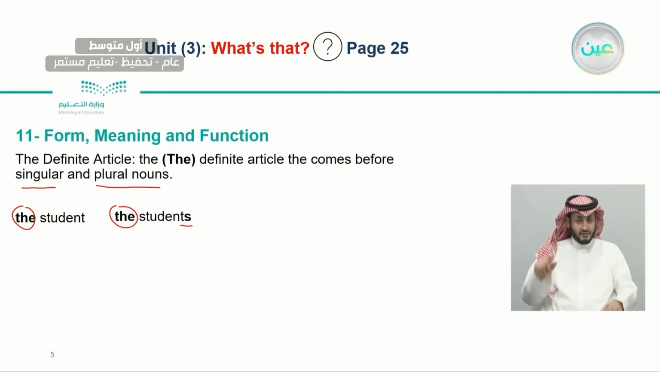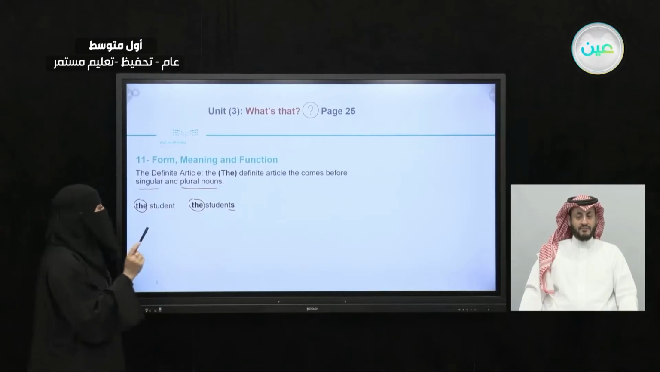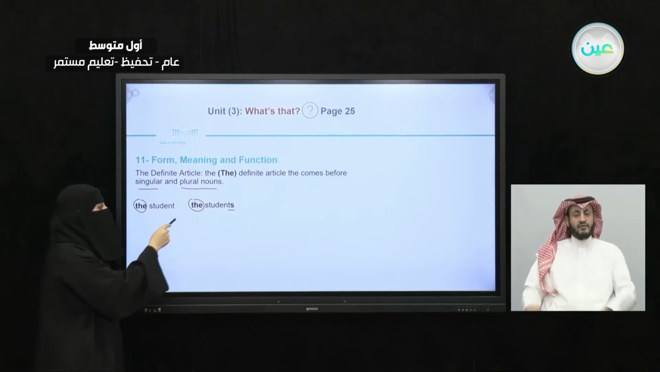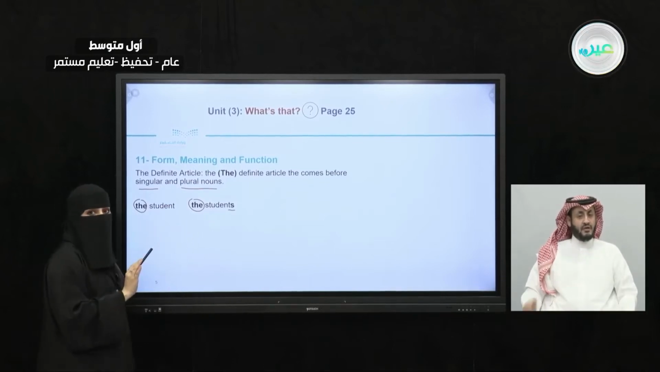How about a and an? Do you remember? We were able only to use a and an before only singular nouns. But we can't use them with plurals. Remember? So, as you can see, the student, the students. If I want to use a, I can use it only before a student. But can I use a students? Of course not. Okay, is it clear? Good.